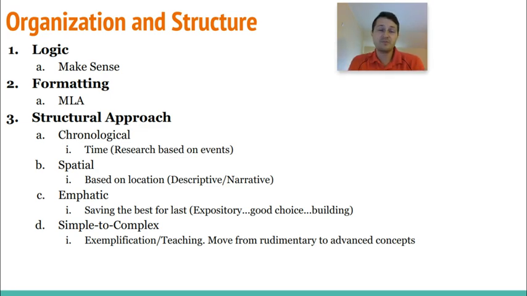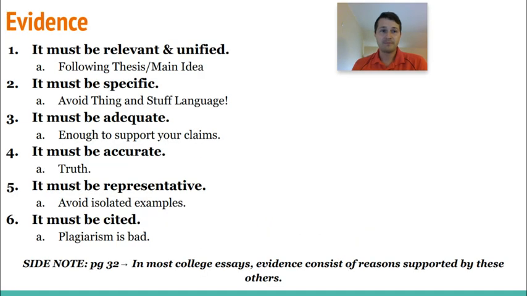Emphatic is what you're going to use most often in any kind of argumentation where you're going to save your stronger arguments for the end. So all your arguments are strong. You're just bringing us there to where we're getting more and more convinced as we go. And then your simple to complex would be something like maybe a process essay or an exemplification essay. You start with less complex terms, less complex concepts, and then you move us more complex as we go.